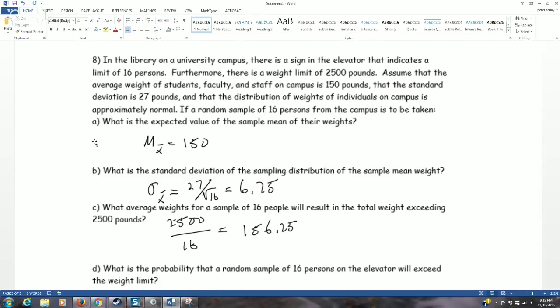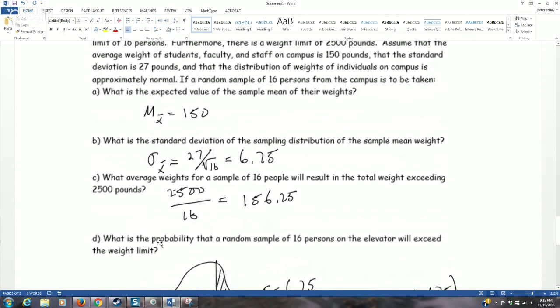So the sample mean is the same as the population mean. Because they tell me that on average each person is about 150, then if I collect 16 random people, add them up, divide by 16, I'd still get about 150. So the mean of X bar happens to be 150. The standard deviation of the sample is going to change from the population. Since the population is 27, I want to take the 27 and divide it by the square root of the sample size. If I type that in a calculator, I should get 6.75. So that's part B, the standard deviation of that.